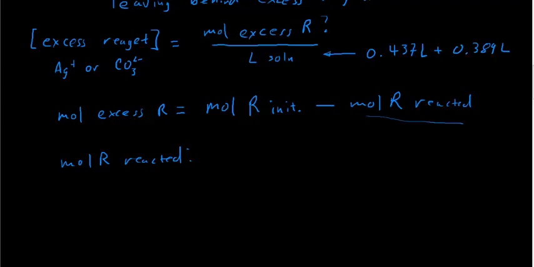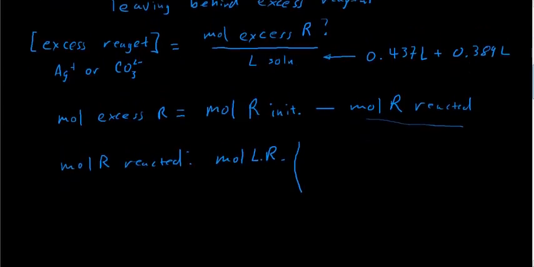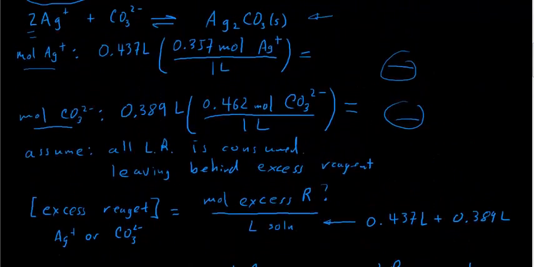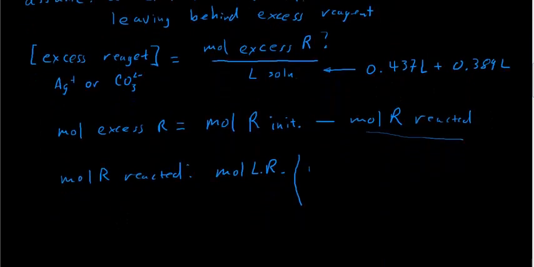Okay, so to do that, you're going to take your moles of limiting reagent, so I'm going to abbreviate that LR, so moles of limiting reagent, and you're going to calculate, using the molarity, the number of moles of limiting reagent that you started out with, and actually it's going to be one of these numbers up here that we've already calculated. Okay, so this will be molarity, moles of limiting reagent.